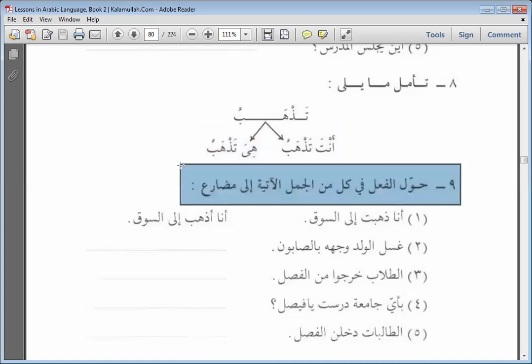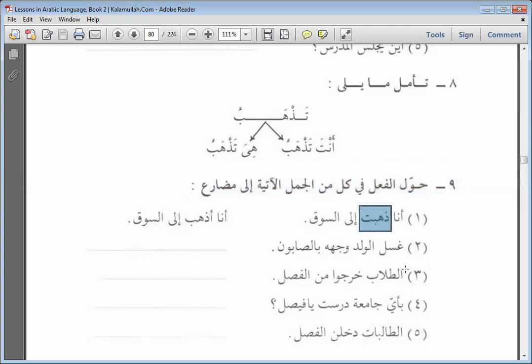رقم 9. You have here: حول الفعل في كل من الجمل الآتية إلى مضارع. So we have sentences with the verbs in the past tense. You remember past tense verbs, right? Hope you all didn't forget. So you have ذهب، ذهبت. أنا ذهبت. I went. Past tense. This is called فعل الماضي. ماضي is past tense verbs. What do we have to change it to? فعل المضارع. مضارع. Present tense verbs.